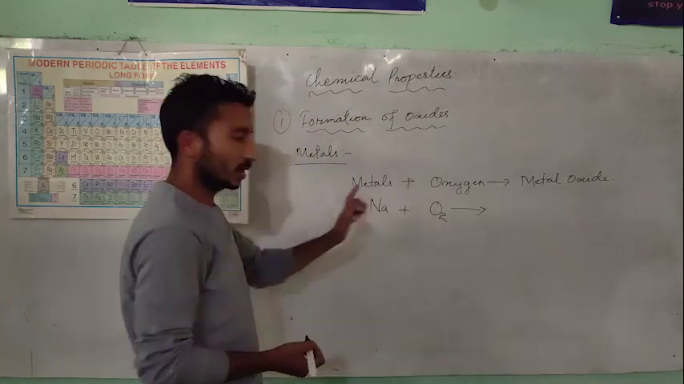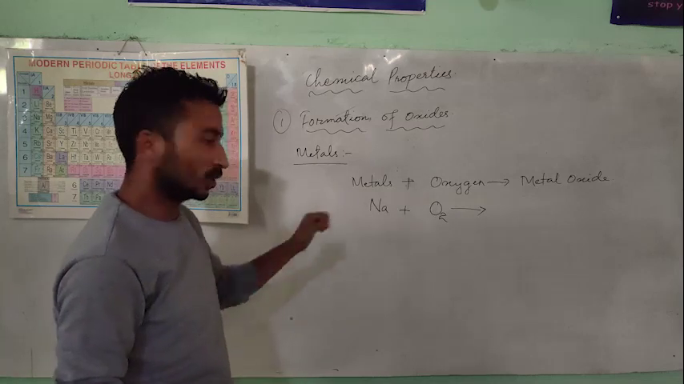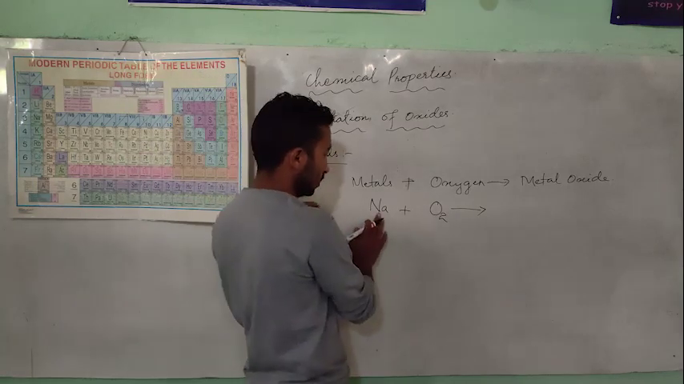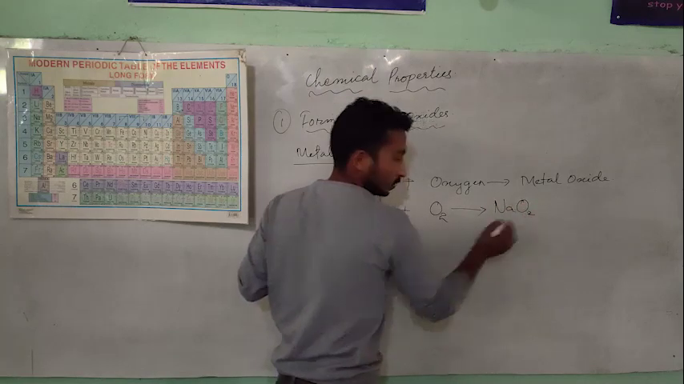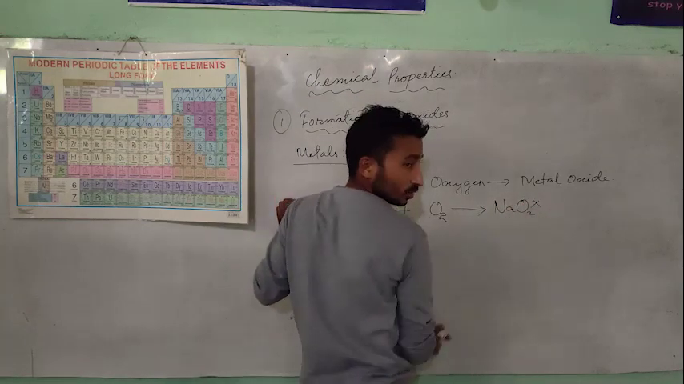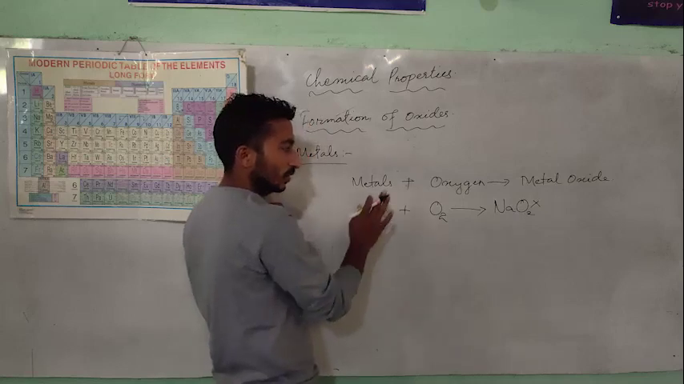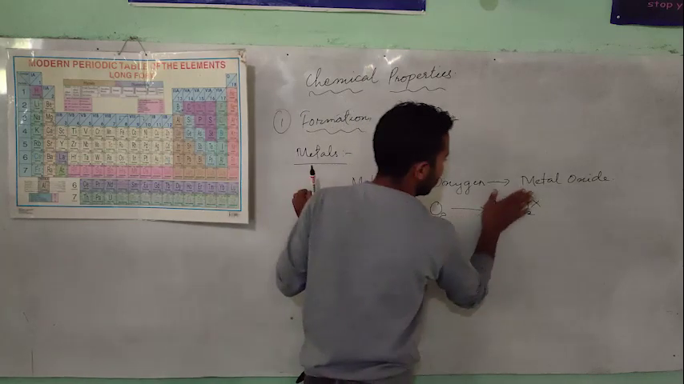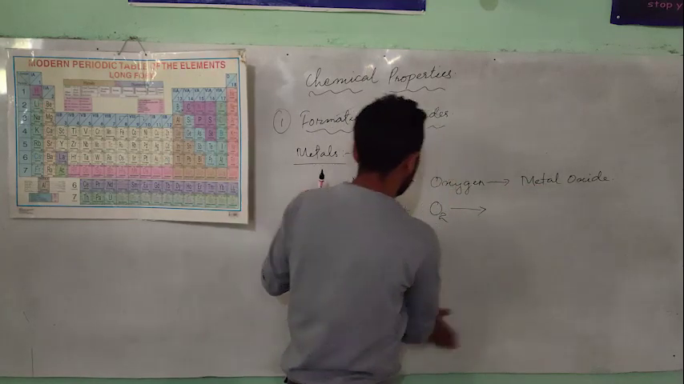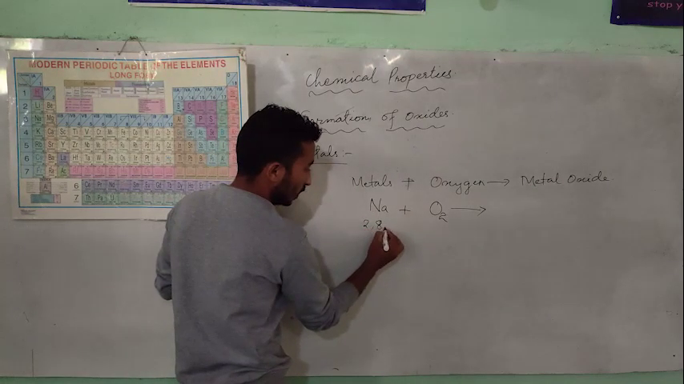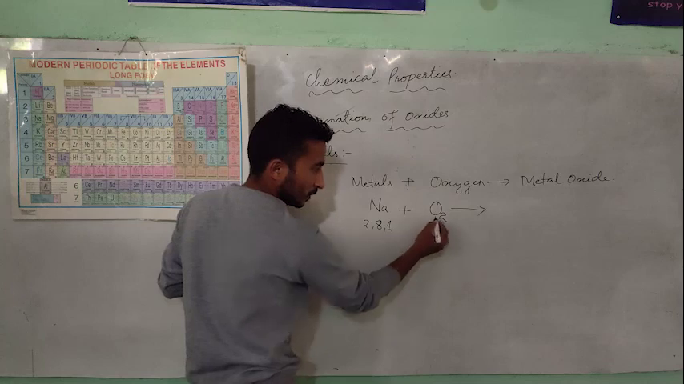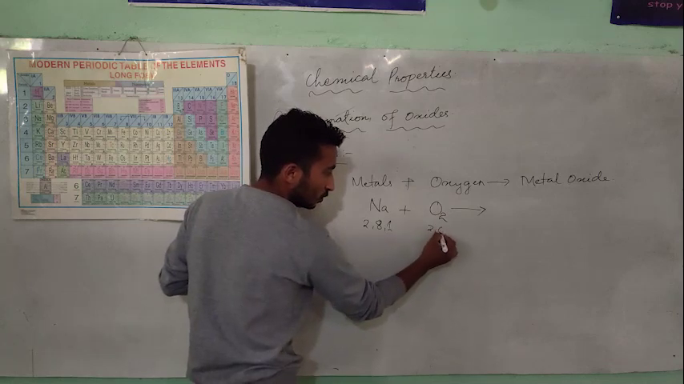So let's find out the chemical formula of the oxide formed by sodium. You cannot directly write one sodium reacts with two oxygen and you cannot directly write NaO2. This would not be correct. So first of all, we have to find out what type of chemical formula will be there. For that, we will write down the electronic configuration of sodium, 2,8,1. For oxygen, 2,6.